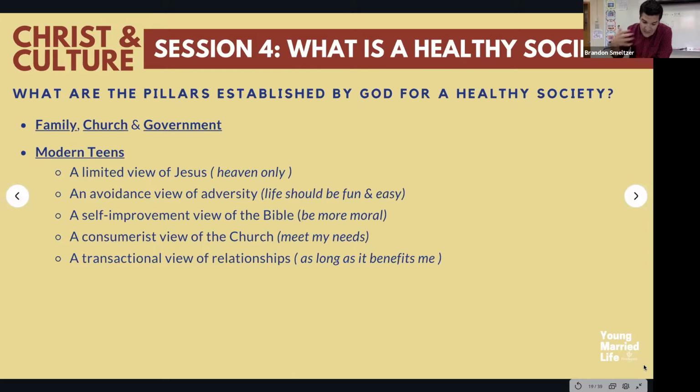And so the Christian teenagers I work with, they have this self-improvement view. So if you ask them, why should we read the Bible? They'll say it's to be a better person. Not that it has to do with knowing God more intimately, knowing him correctly, worshiping him rightly. It's to be a better moral person. So they've boiled the Bible down to moralistic teachings.